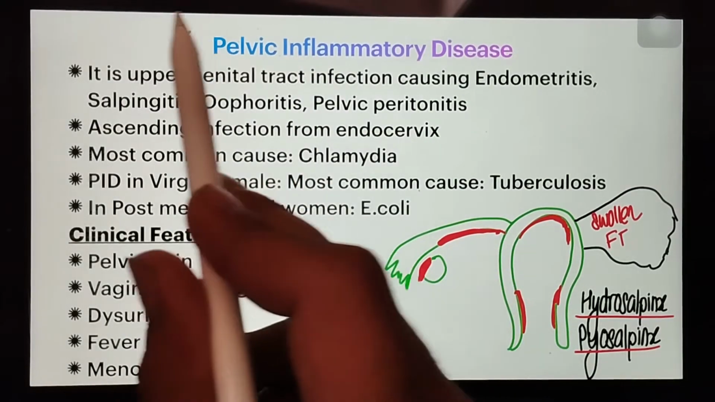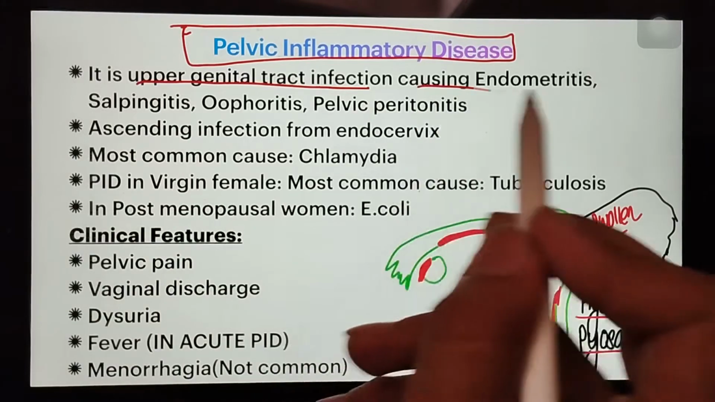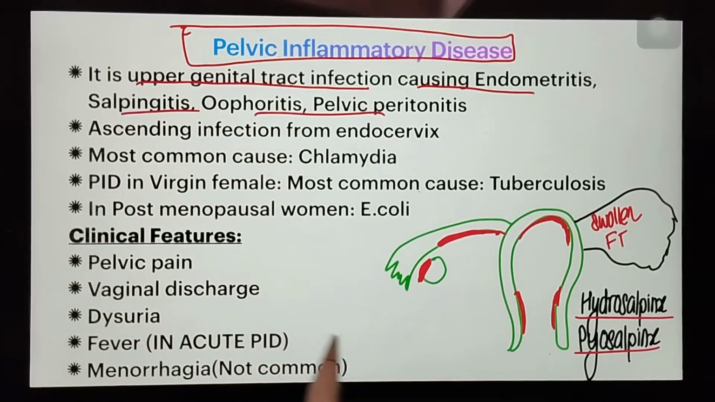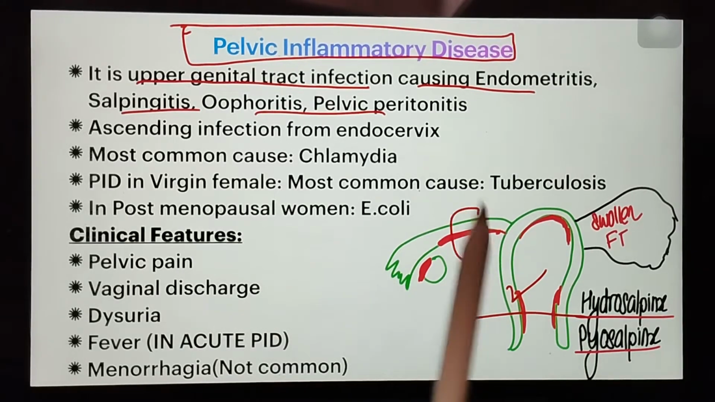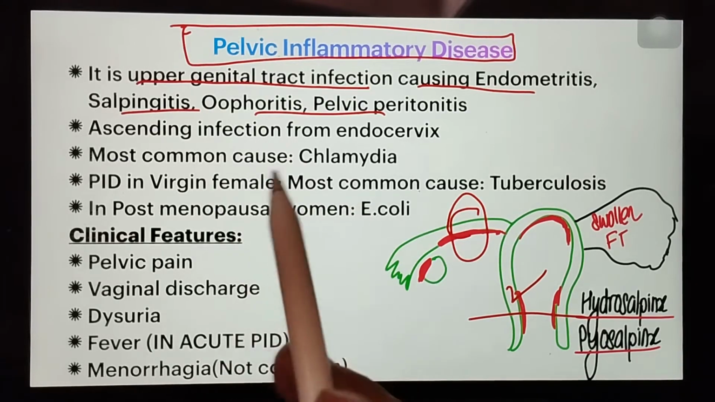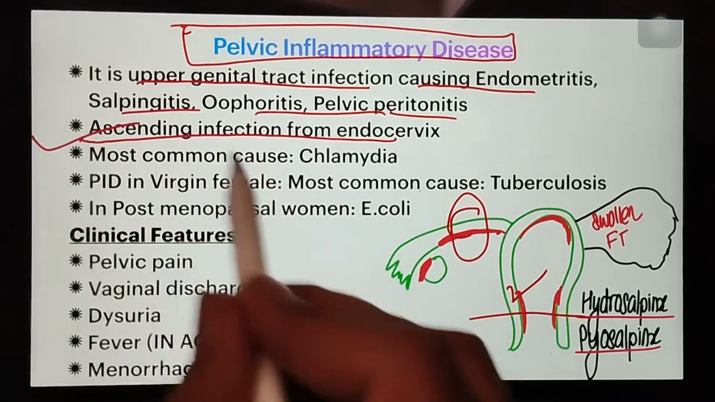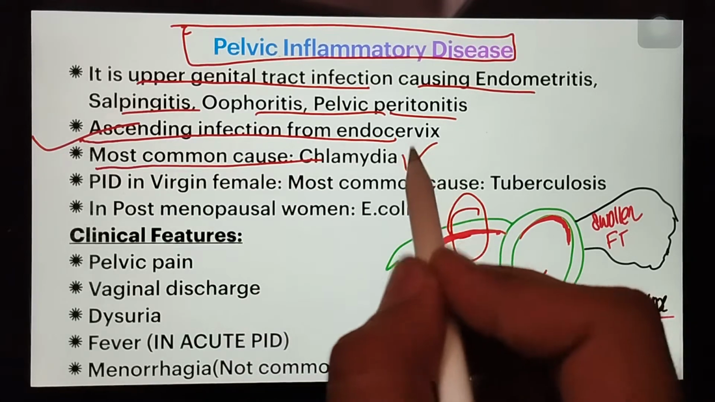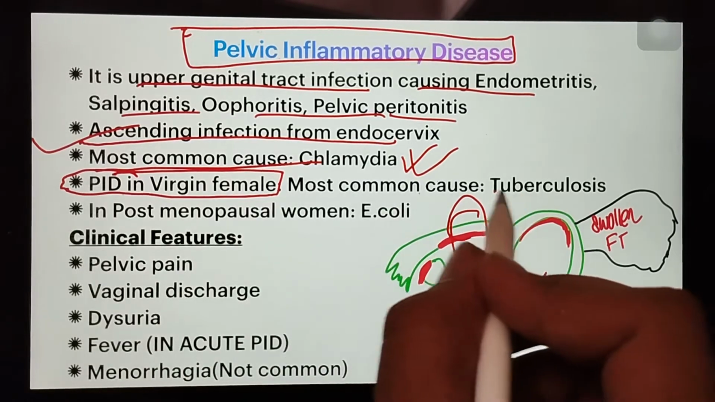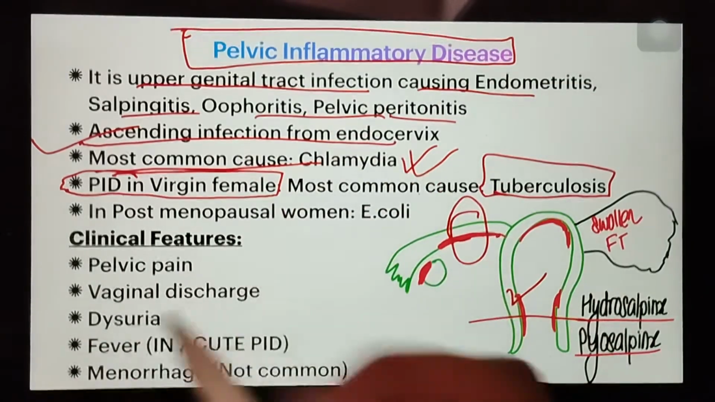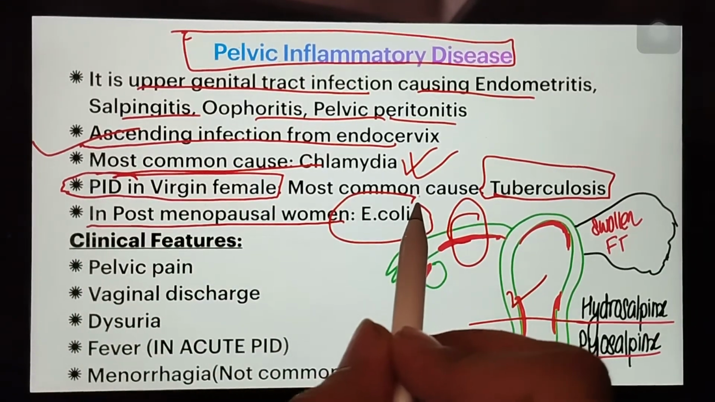Then we have completed cervicitis. Next is pelvic inflammatory disease. It is an upper genital tract infection causing endometritis, salpingitis, which is fallopian tube inflammation, oophoritis, and pelvic peritonitis. It is an ascending infection from the endocervix, and the most common cause of pelvic inflammatory disease is chlamydia. In pelvic inflammatory disease in a virgin female, the most common cause is tuberculosis, which comes through the systemic route, and in postmenopausal women, the most common cause is E. coli.